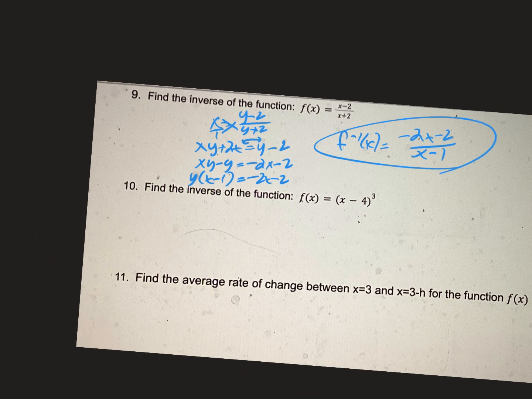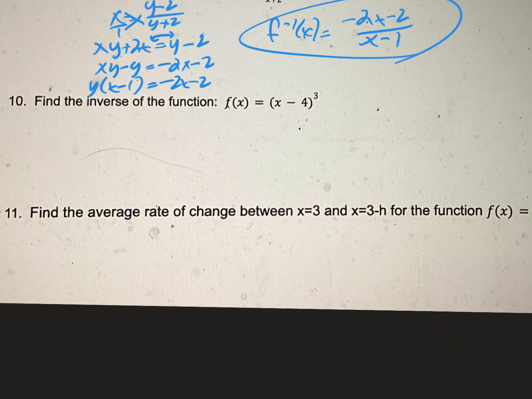What number are we on? Number 10, find the inverse. Another inverse. Must be important. Keep doing inverses. So again, take the x and y, switch, get the y by itself. So put the x over here, the y in here.